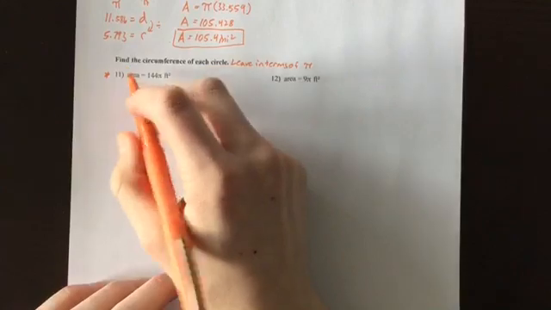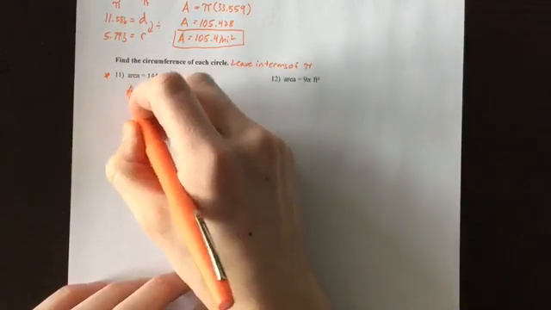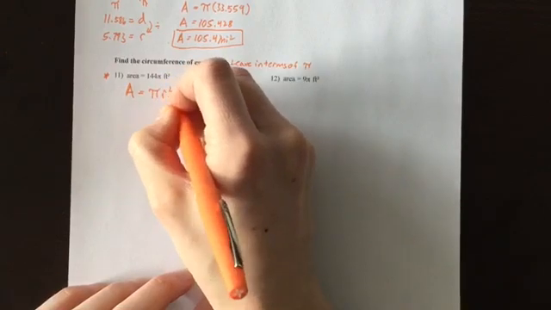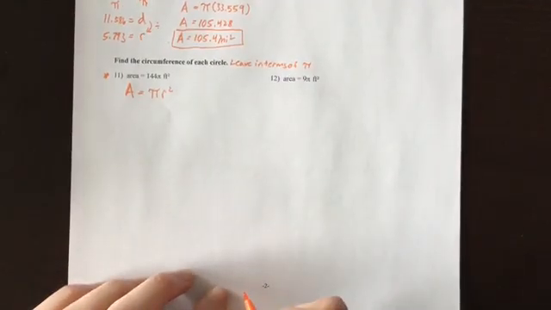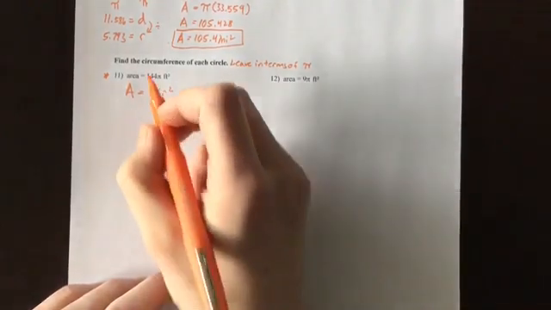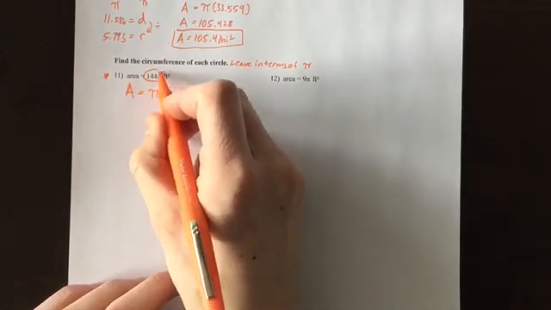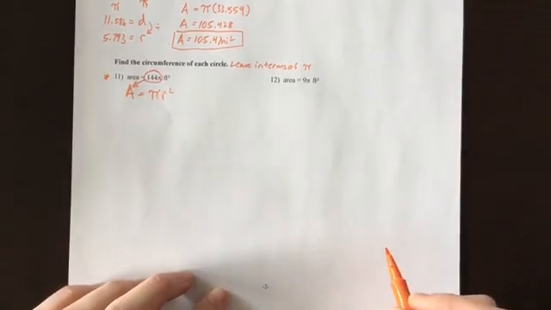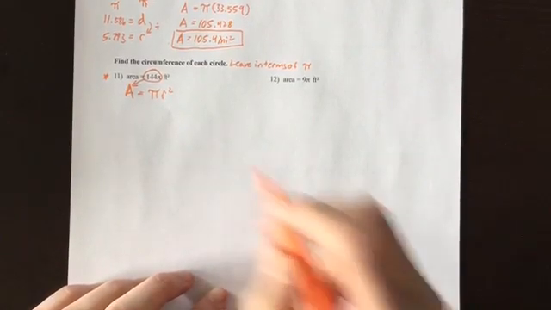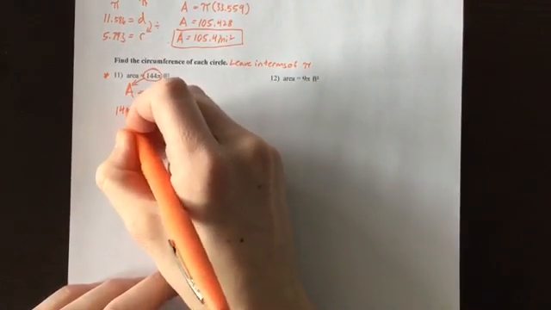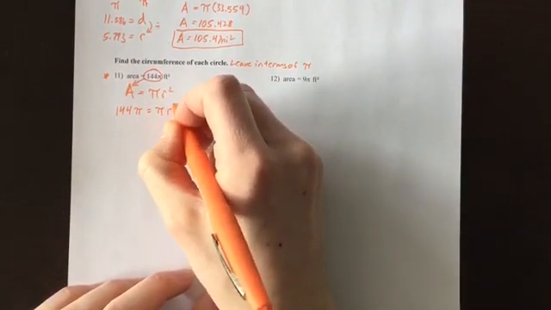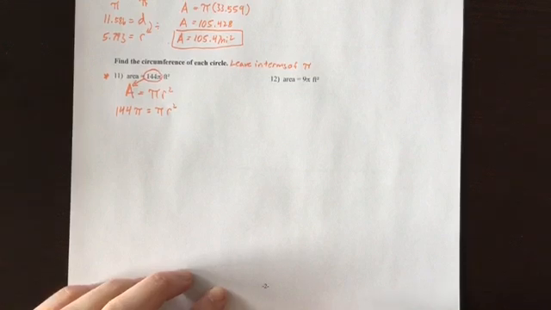Okay. So we're given area. We know our area formula: area equals pi r squared. We have two unknowns, area and radius. We know the area. The area is 144 pi. That's going to get substituted in for A. You take that pi with it. So I write it down: 144 pi equals pi r squared.